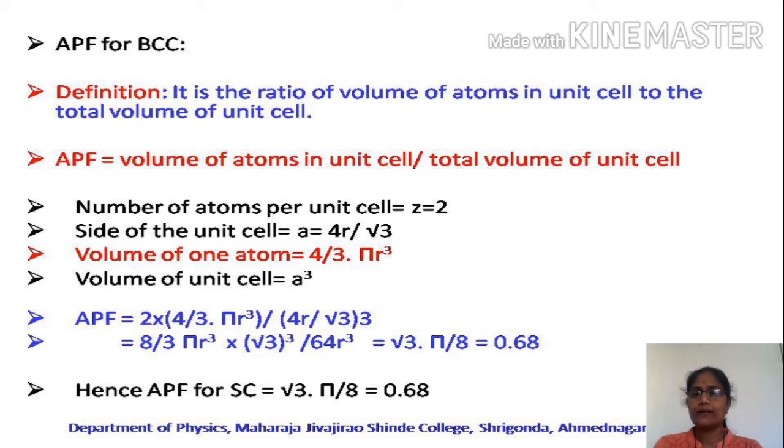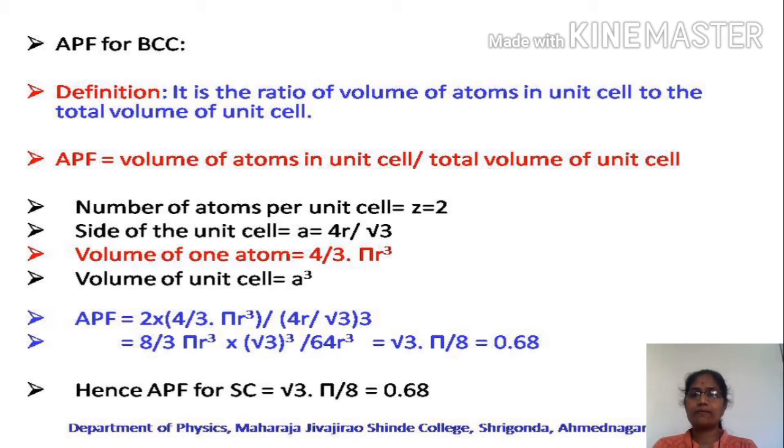Side of unit cell: as the radius of BCC is root 3 by 4 into a, the side of the unit cell a comes out as 4r divided by root 3. Then the volume of one atom is 4 by 3 pi r cube and the volume of the unit cell is a into a into a, which is a cube. Let's substitute all these values in the above formula.